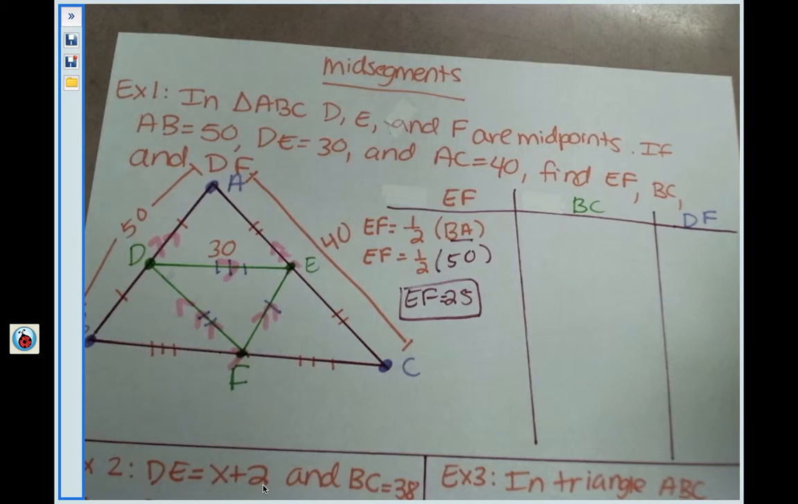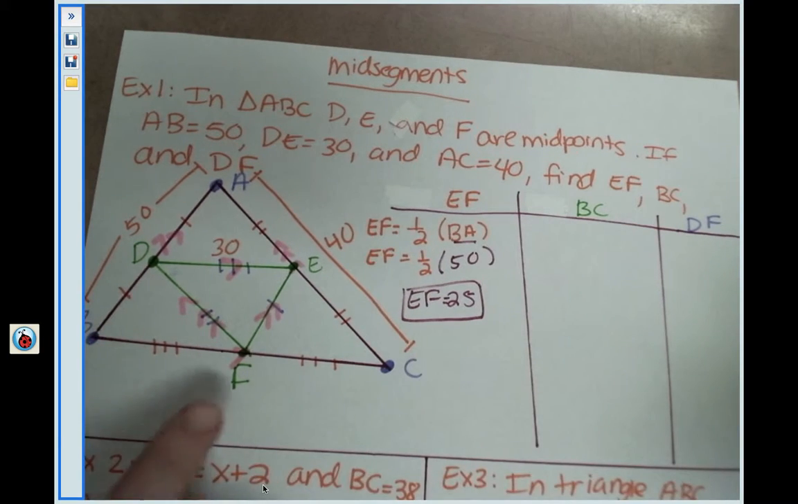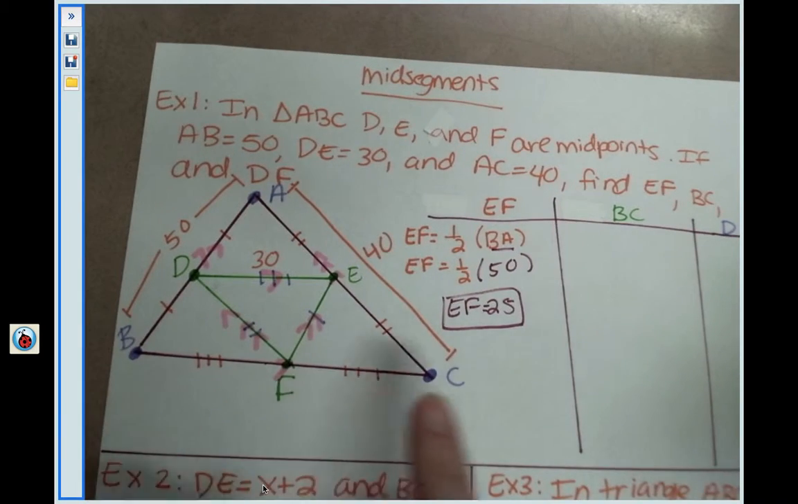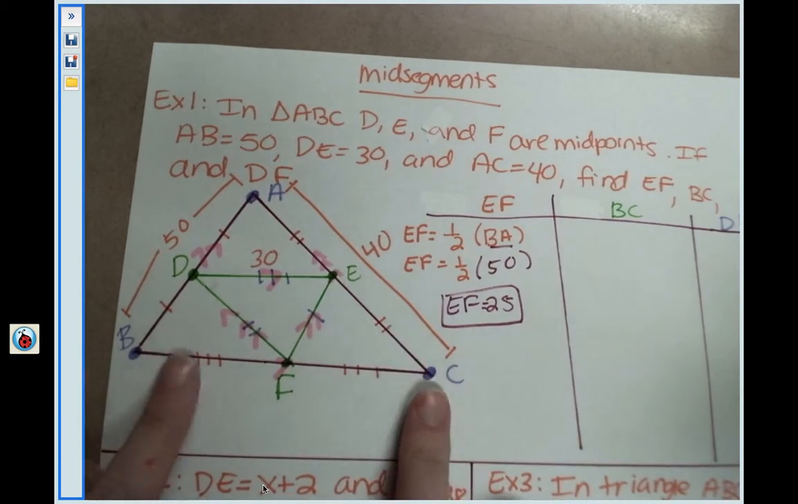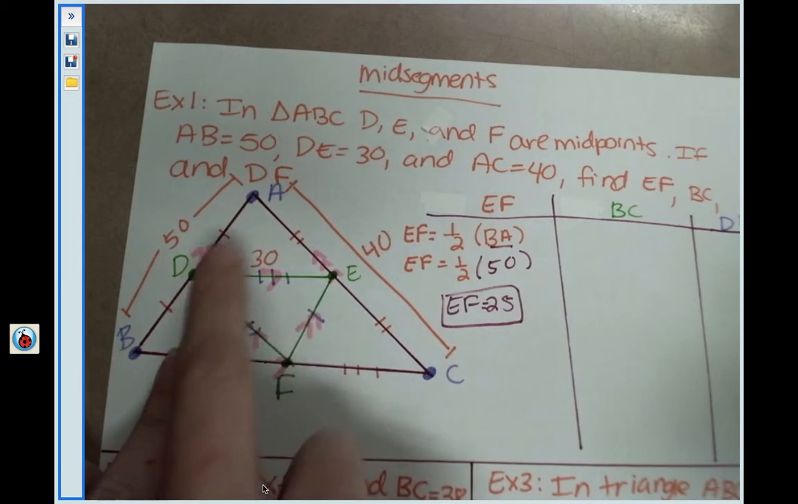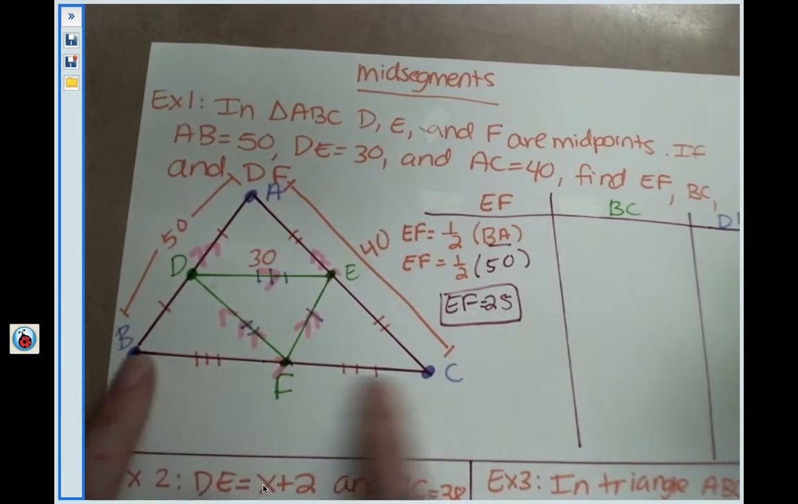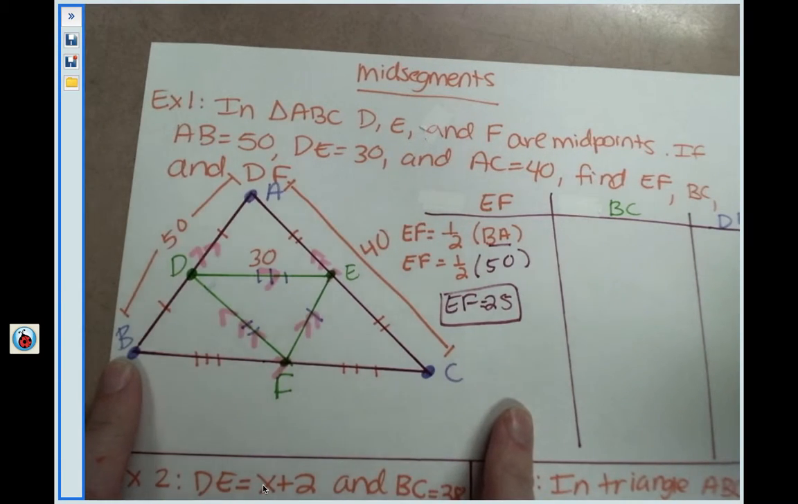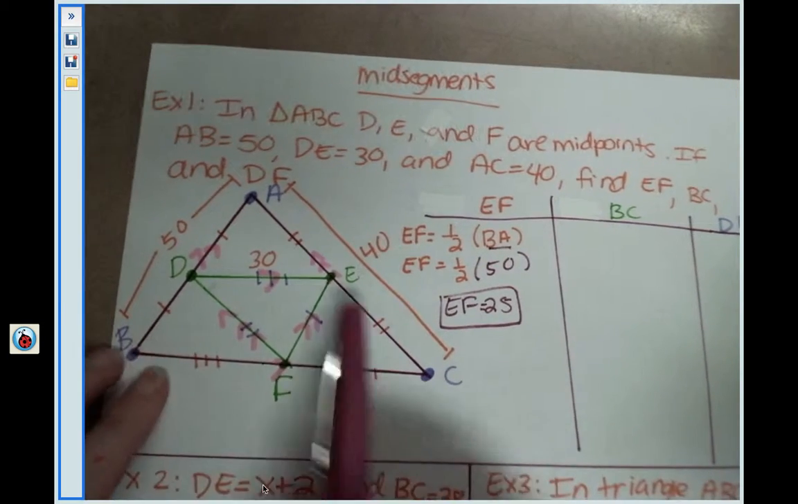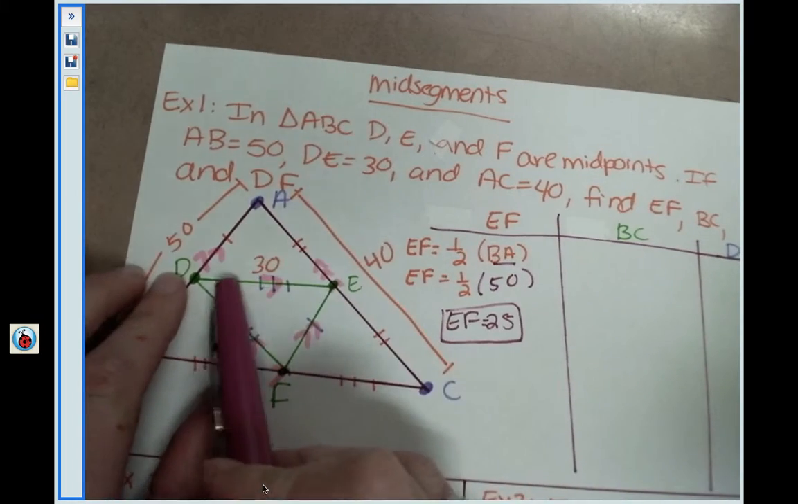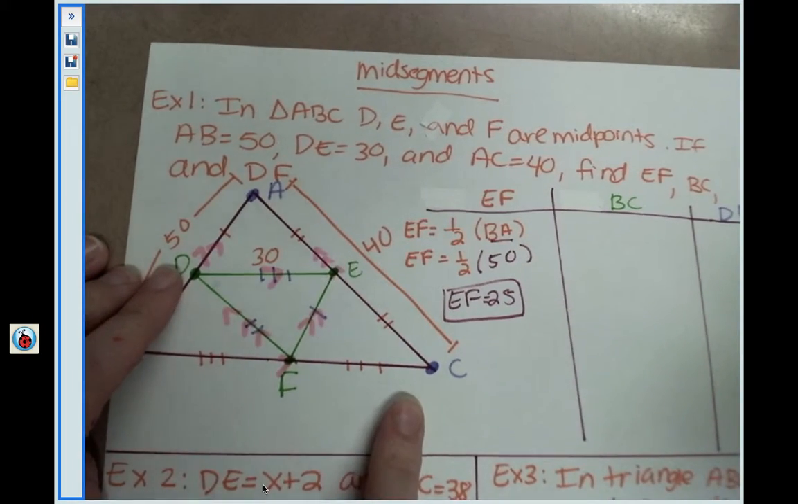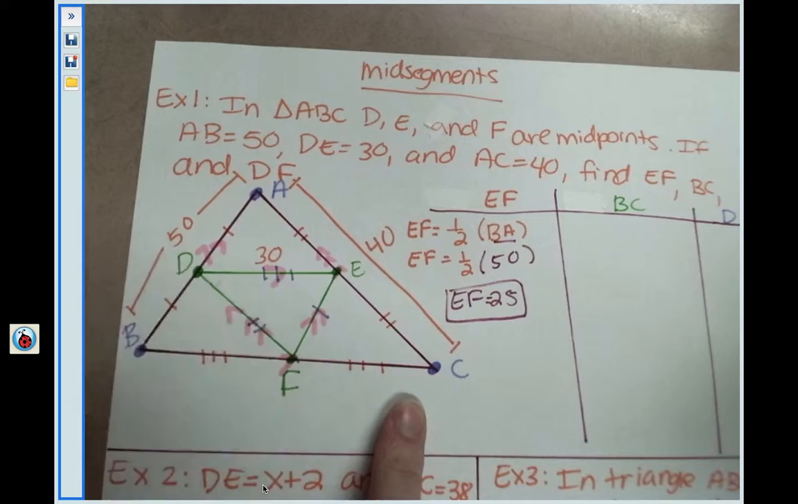All right, let's move on to BC. So now we want to find BC, which is right here. On this one, we're solving for the side of the triangle. Which midsegment in here would be helpful to help me find BC? It would be DE, because DE is parallel to BC. These two relate to each other.